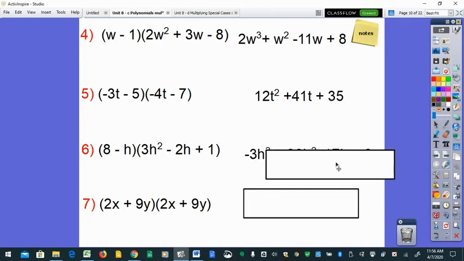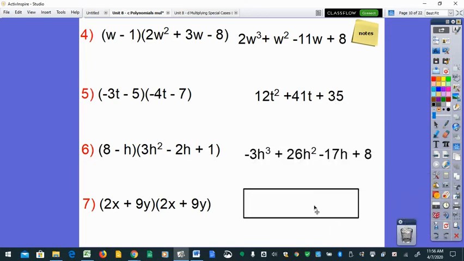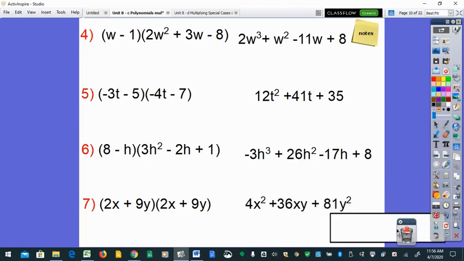Let me uncover this one, see how you did, and this one. So we have 24h squared, negative 16h, positive 8, negative 3h to the third, positive 2h squared, and a negative h. And when you combine up the like terms, you should have this.